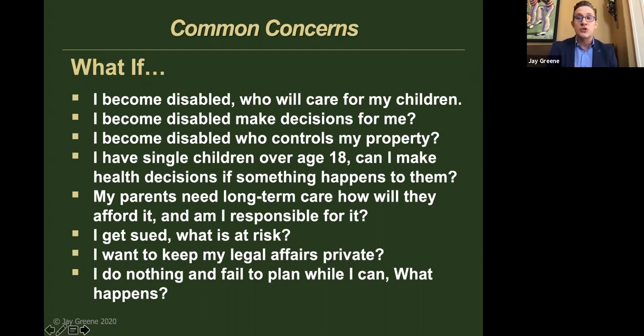If we need long-term care, or we have parents that need long-term care, how are we going to be able to afford that? And how do we make sure that we're planning responsibly? What's my risk about getting sued, and how do I protect from those risks? How do you keep your affairs private? And then what happens to you if you fail to do any type of planning?